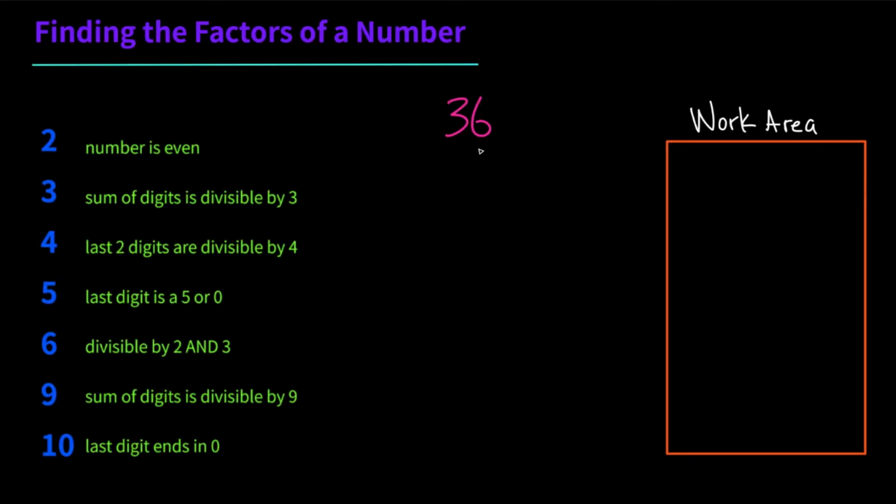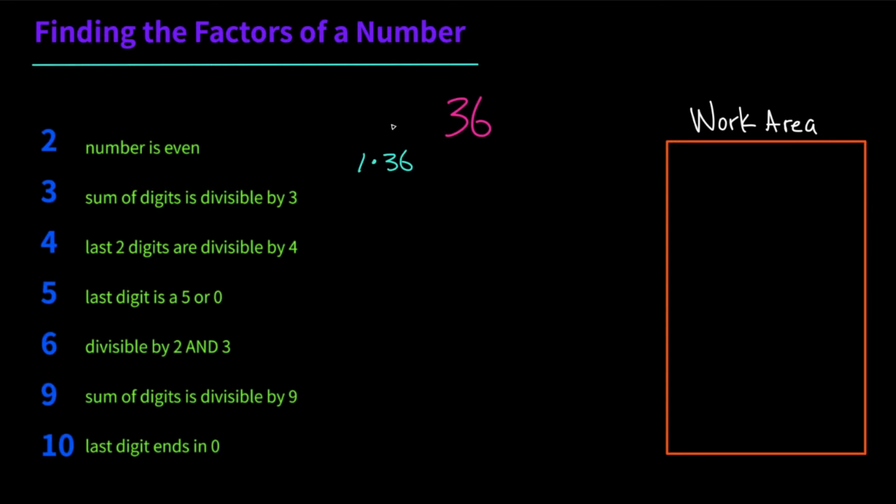In this first example, we have 36. Our objective is to find all of the factors of 36. We want to find all the different ways we can multiply two whole numbers together to get 36. We will start by dividing 36 by 1. 36 divided by 1 is 36. That means we have our first set of factors. We have 1 times 36.